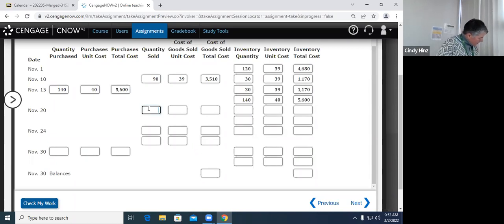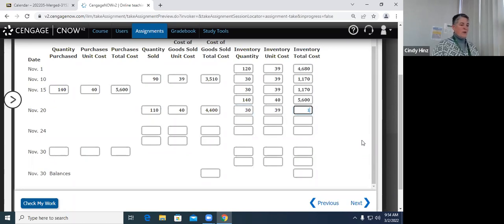What happens next? On November 20th, we had a sale of 110 units. Here's where we're going to see our first difference in this exercise compared to the first one. Under LIFO, the last ones in, the newest ones, are the first ones to go, are the ones that we sold. So our newest units are these 140 units at $40. We had a sale of 110, and we're going to say we sold not the $39 ones like we did under FIFO, but we're going to say all the units we sold were worth $40. And so our cost of goods sold is already higher than it was under FIFO because we're selling the newest and therefore the more expensive units.